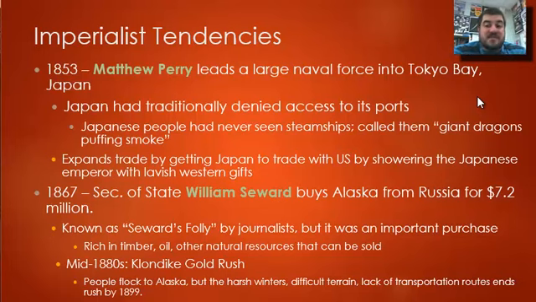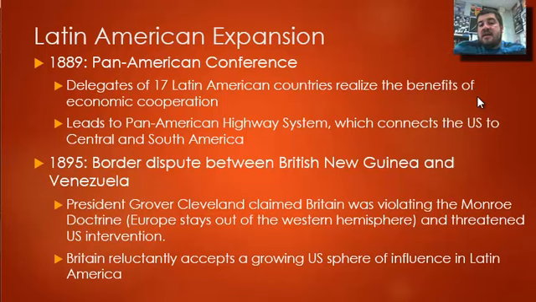It's also rich in timber, oil, and other natural resources that can be sold. And in the mid-1880s, gold is discovered there, and it triggers the Klondike Gold Rush. But people realize that the harsh winters, the difficult terrain, and the lack of transportation are all too much, and it ends the rush by 1899. That is our expansion into the Pacific.